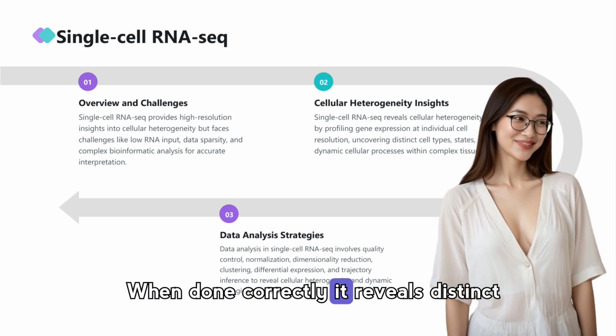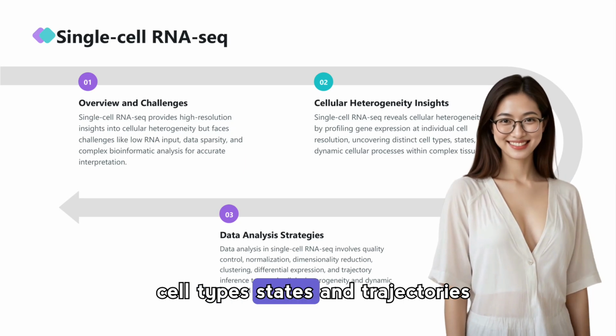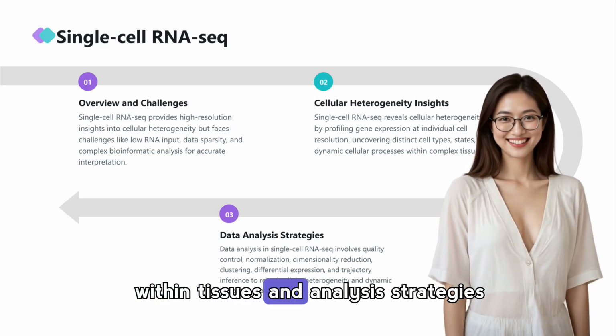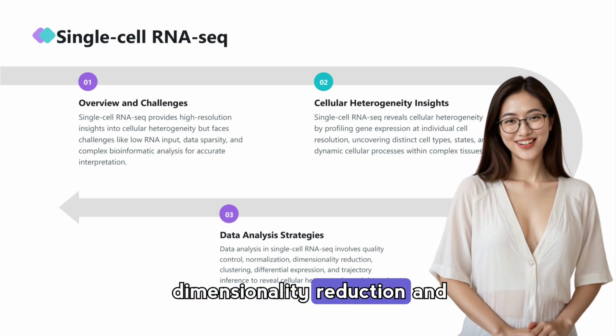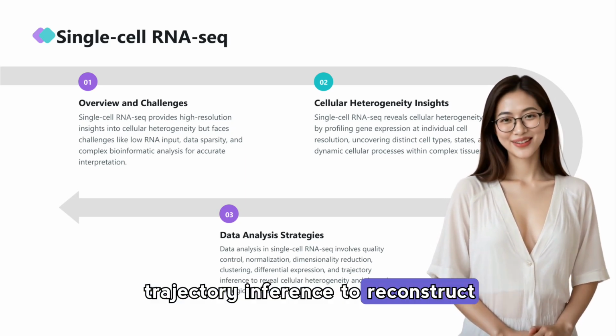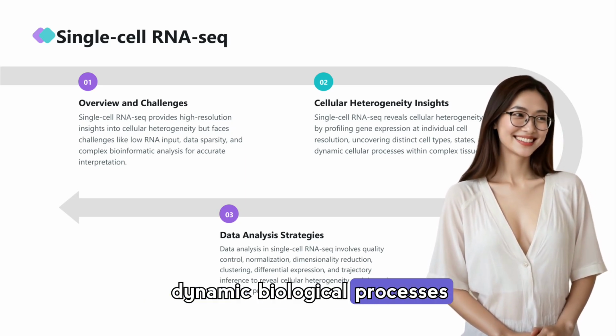When done correctly, it reveals distinct cell types, states, and trajectories within tissues, and analysis strategies include normalization, clustering, dimensionality reduction, and trajectory inference to reconstruct dynamic biological processes.